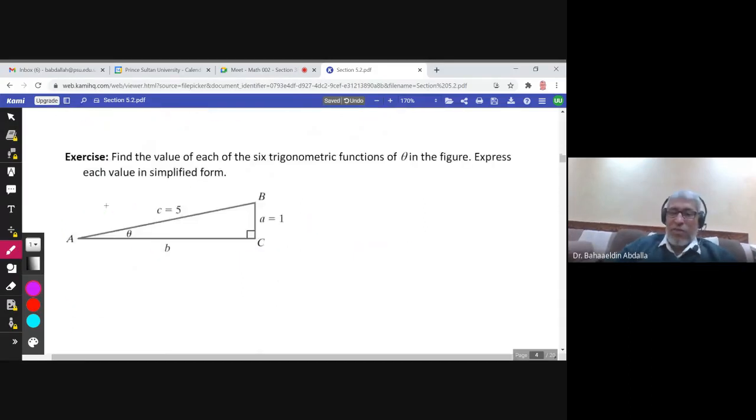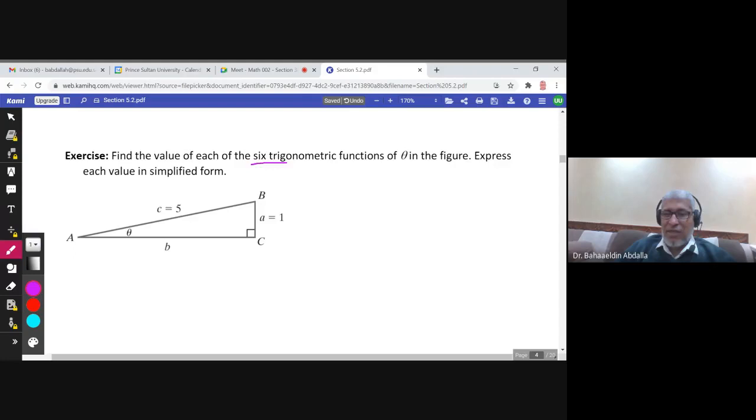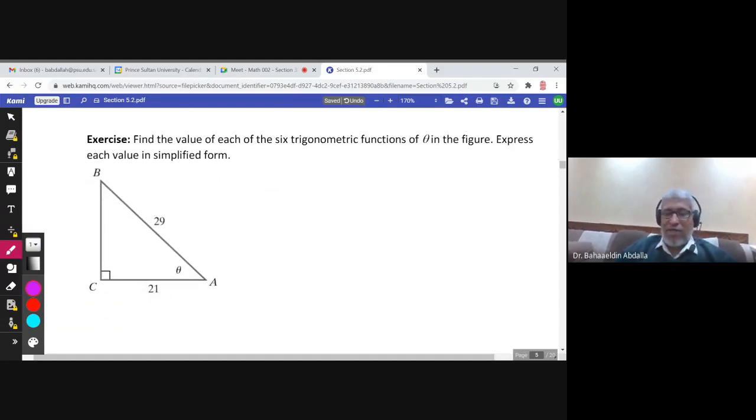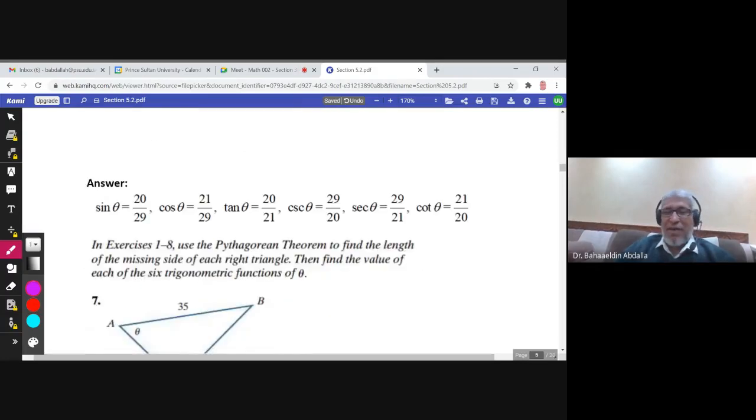Similarly, you can solve this exercise. Find b first, and then find the 6 trigonometric functions of theta. Also, you can find the length of this side first, and then find the value of the 6 trigonometric functions of theta. And here are the answers.